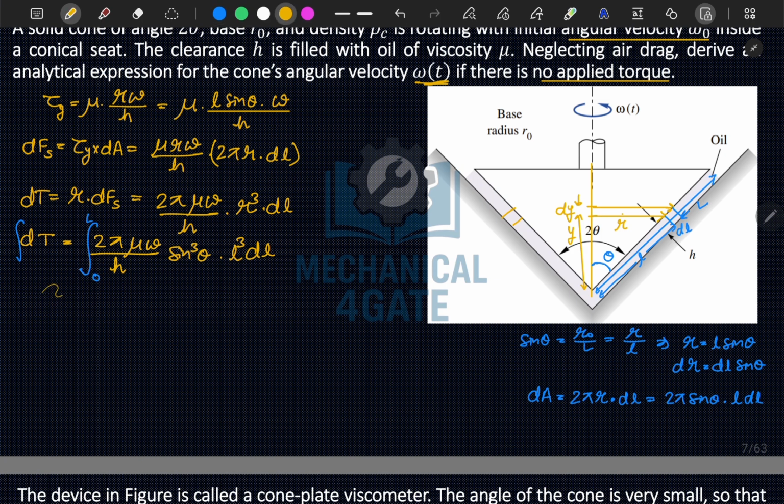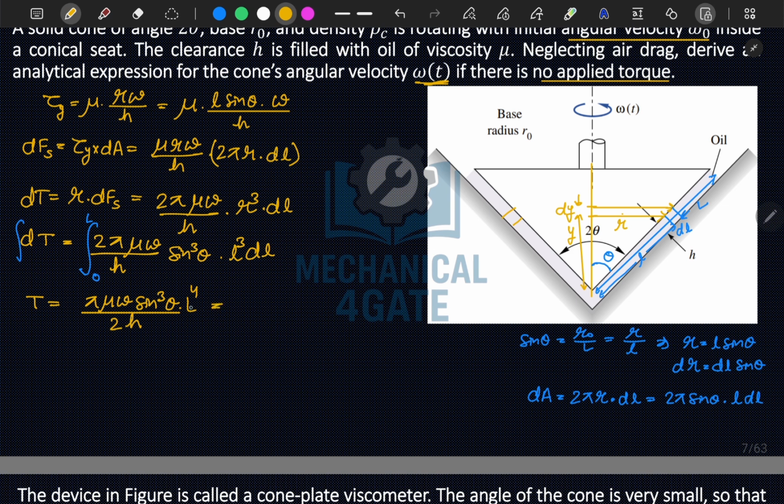If we do this, we will obtain our torque is equal to 2 pi μ ω sin cube theta. Now this will be your L to the power 4. And if we apply the limit, this will become L to the power 4 divided by 2 times h. So this will be 2 pi upon 4, which is pi by 2, so this will be 2h, like this. Okay, so this is your torque.